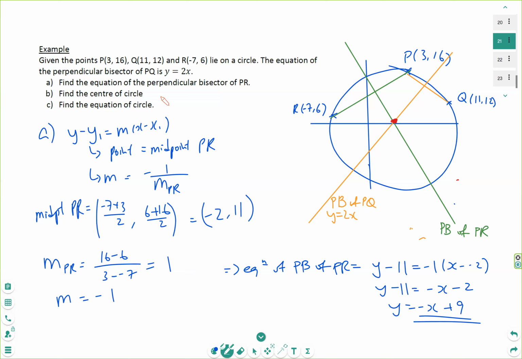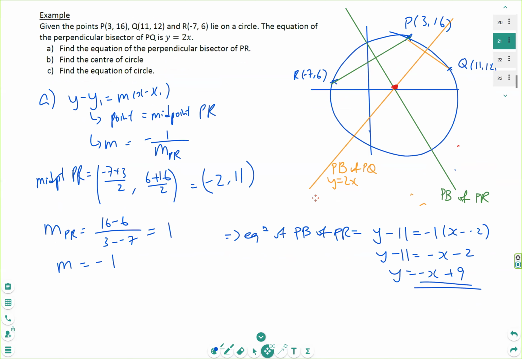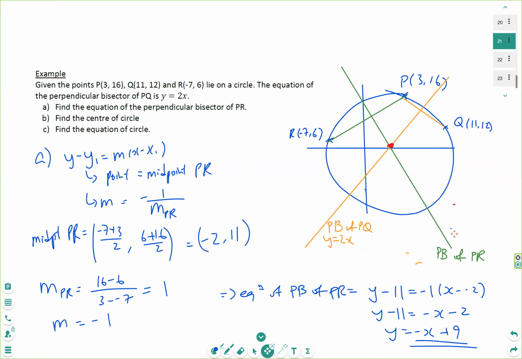Part B, find the center of the circle. Now, the perpendicular bisectors of the chords will always meet in the center. You have to know this. I will say again, the perpendicular bisector of the chords will always meet at the center. So therefore, if I want to find the center of the circle, all I have to do is work out the simultaneous equation, the intersection point between the two perpendicular bisectors.